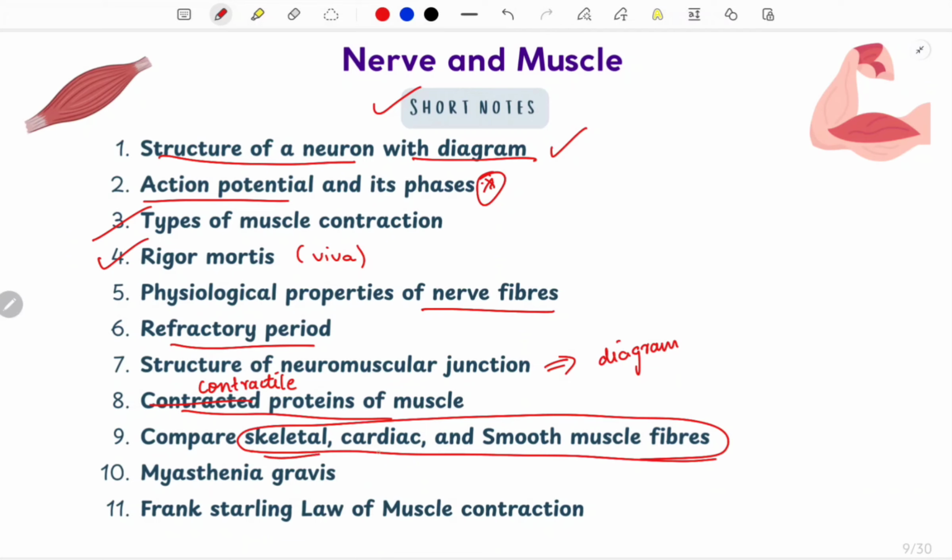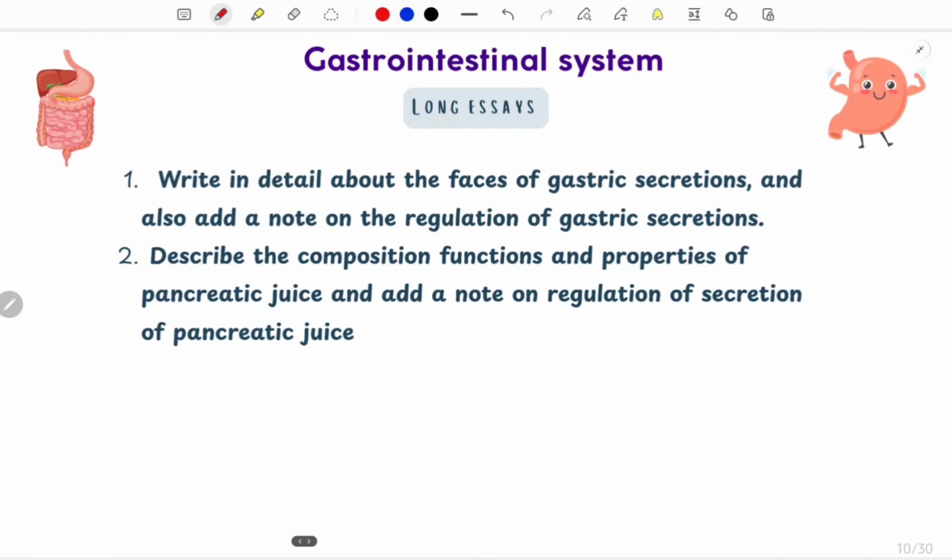Differentiate between skeletal, cardiac and smooth muscle. Mostly any two will be asked, but in one question paper all these three were there. And here write about myasthenia gravis and Frank-Starling law of muscle contraction. Again a viva question here, but don't worry, I'll make a separate video for viva questions.